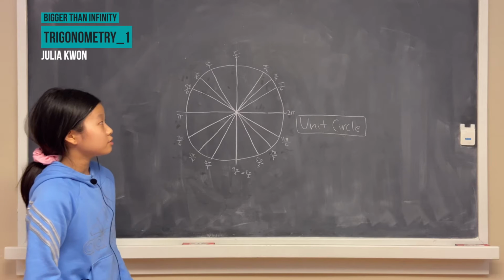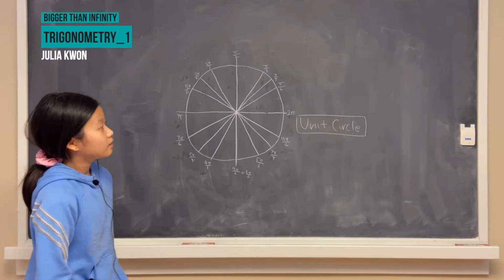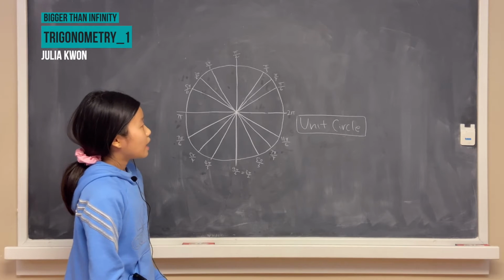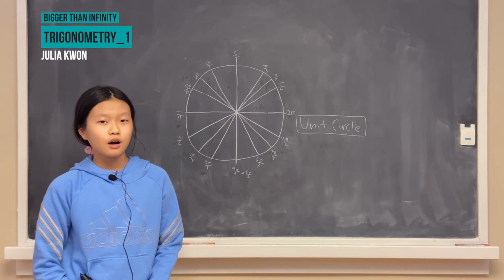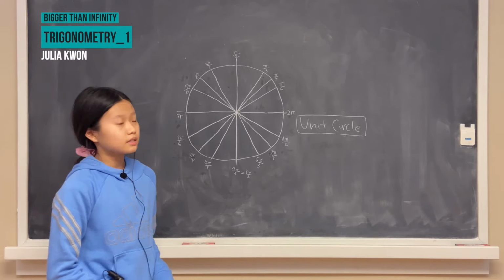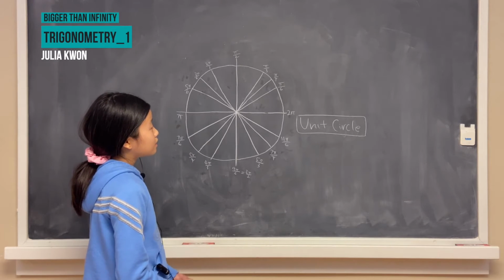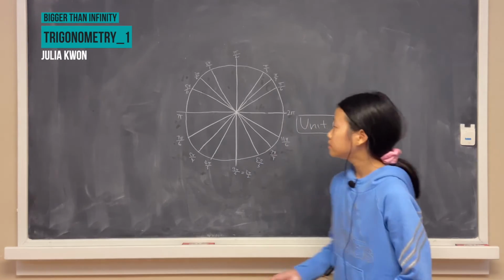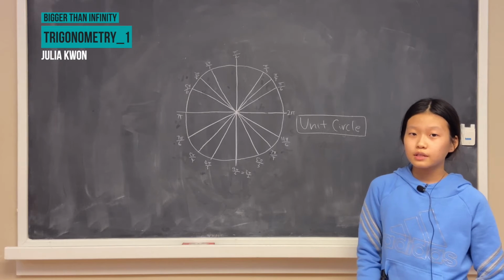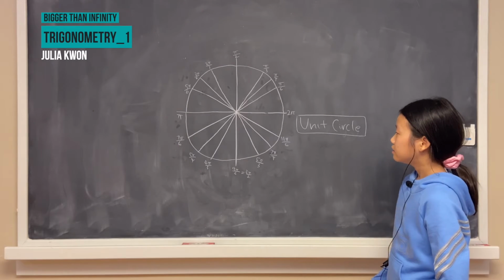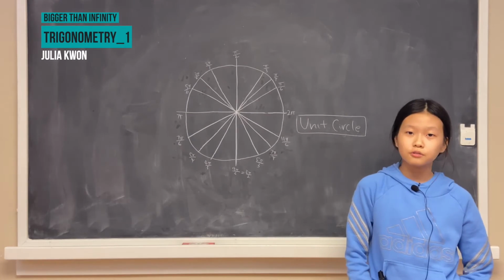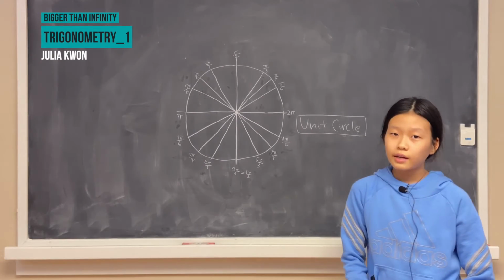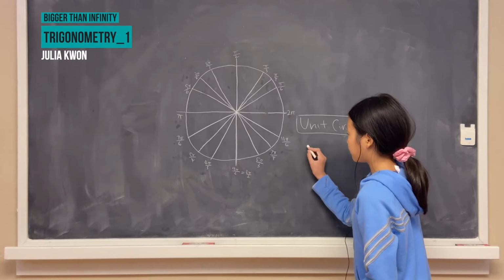Now I would like to explain to you guys how you can find the value of a trig function when it is at a specific radian. So I would like to start with explaining how to find the value of sine and cosine at a specific radian, and I would like to leave tangent for the end.